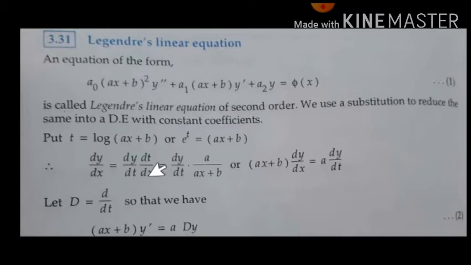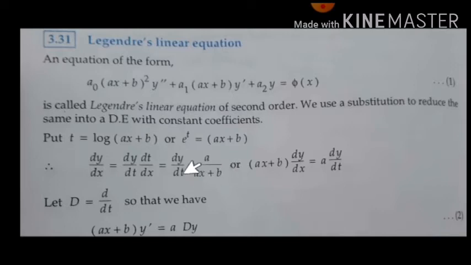How can it be calculated? If you differentiate this with respect to x, dt by dx is equal to the derivative of the right hand side with respect to x. So what will you get? Log of some function. We know the derivative of log of some function is 1 by that function. So 1 by ax plus b. Then differentiate this bracket term with respect to x. Derivative of x is 1, so into a. Derivative of constant b is 0.